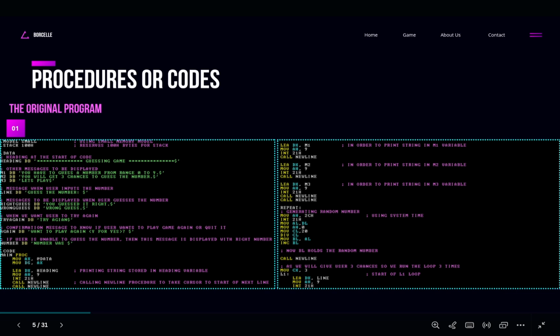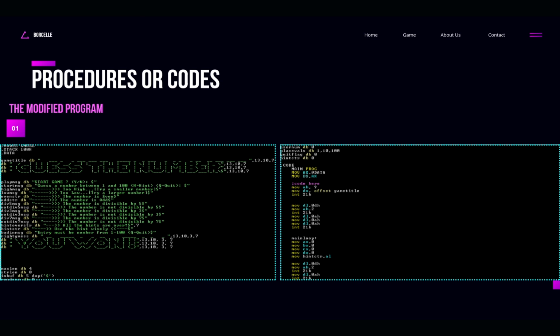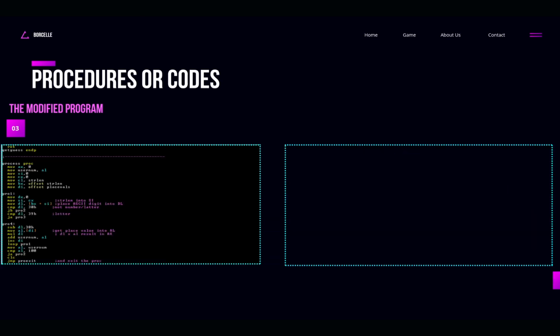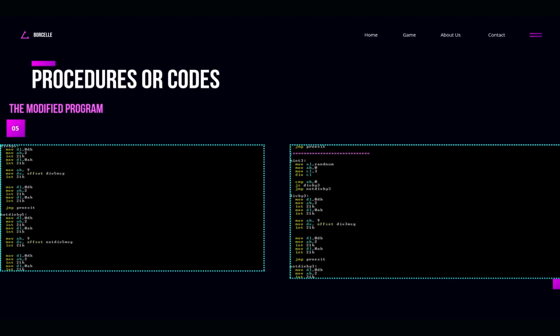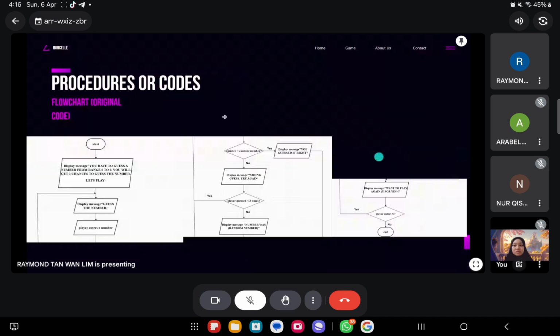So this one is the original code, and this is the modified code. Okay, so I will use the flowchart to explain the code. I will explain the original code first.